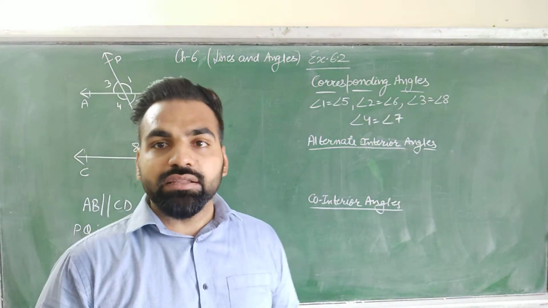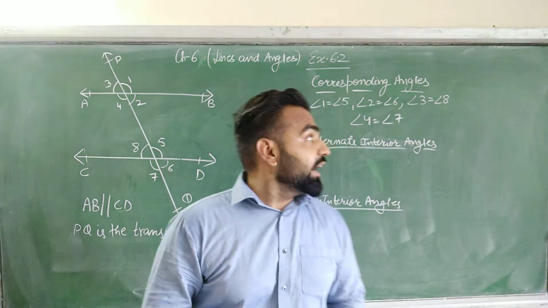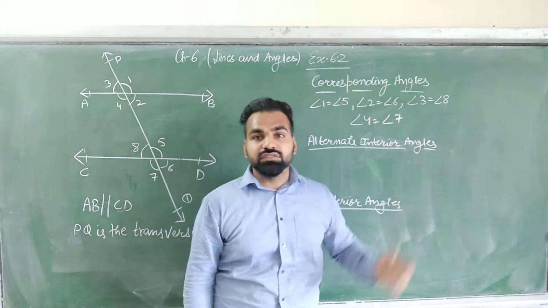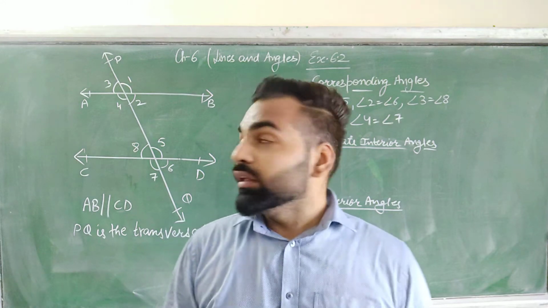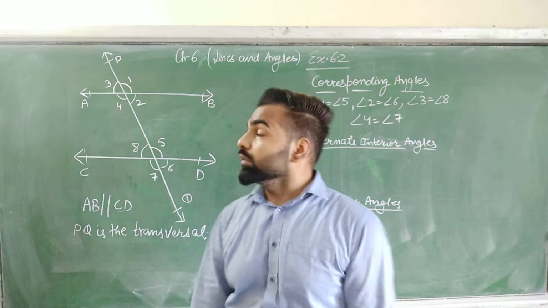So these four pairs are said to be corresponding angles. If lines are parallel, then these angles are equal, and if we prove that these pairs of corresponding angles are equal, then the lines become parallel.